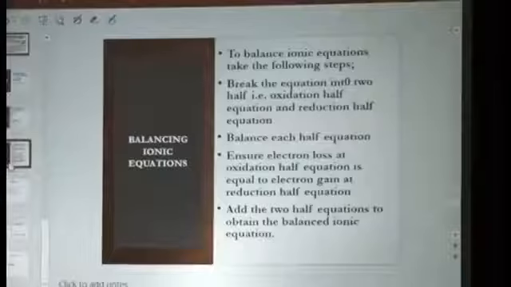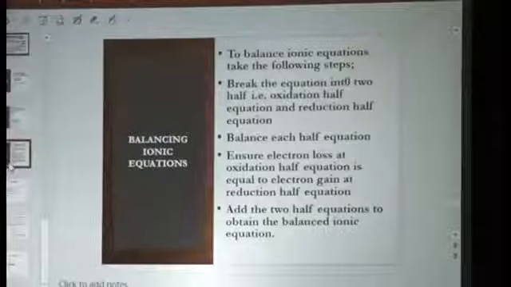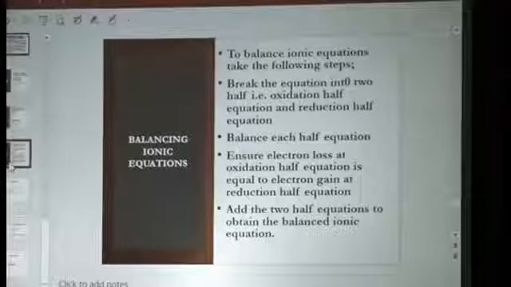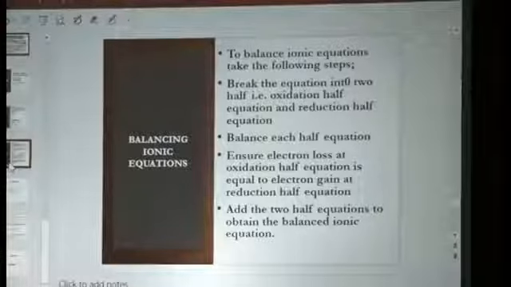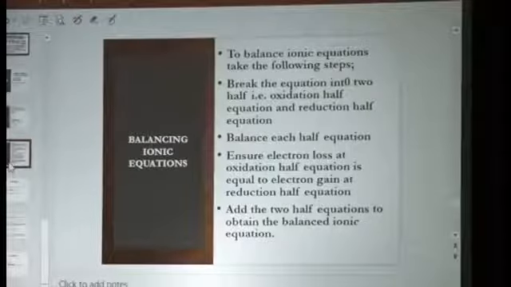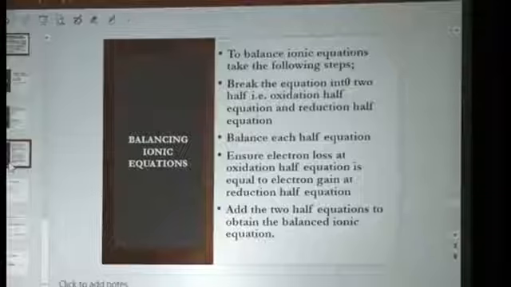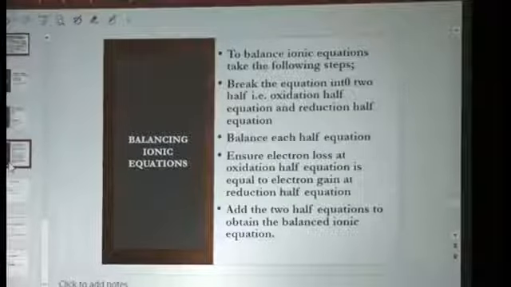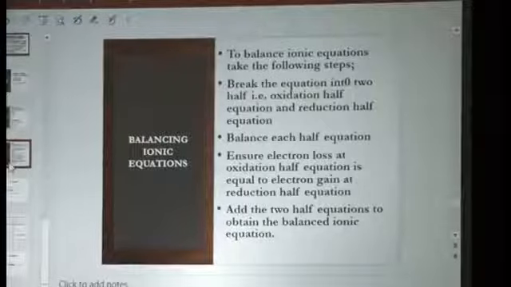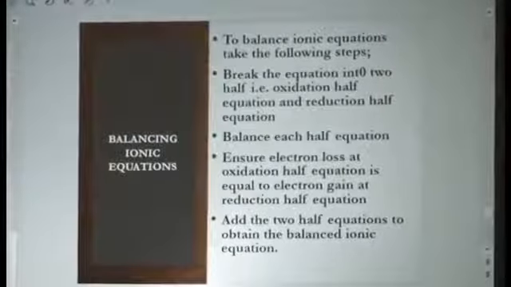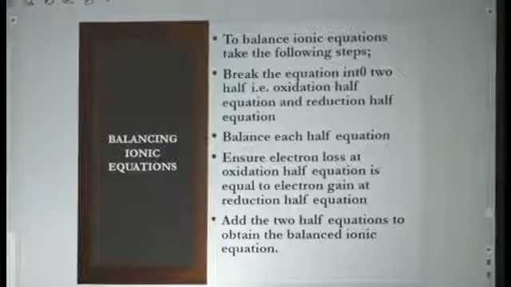Now, how do we balance ionic equation? If you have to balance ionic equation, the rules you follow are the following. Number 1, break the equation into 2 halves, one for oxidation half equation, the other one for reduction half equation. 2, balance each half. 3, ensure that electron loss at oxidation half equation is equal to the electron gain at the reduction half equation. Therefore, add the 2 half equations to obtain the balanced ionic equation.